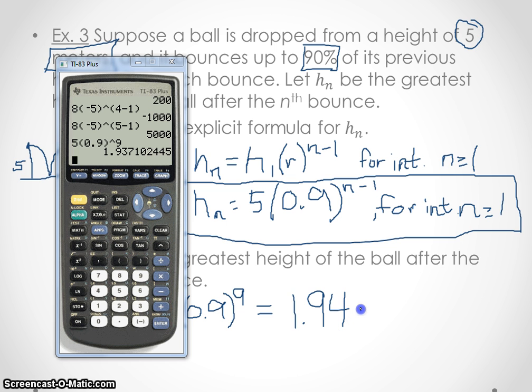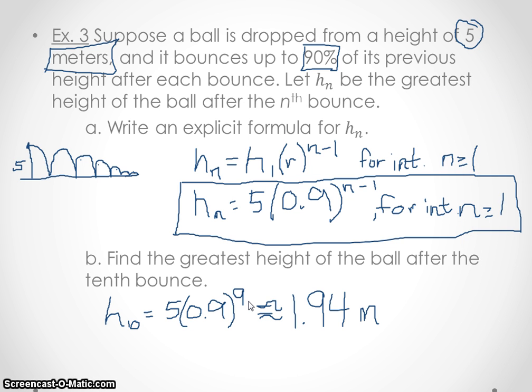1.94 meters, because that's what our unit was. And this should say approximately, so we'll make those squiggly. Approximately 1.94 meters, which makes sense because we started out at only 5 meters, so after 10 bounces it should not be that high. So 1.94 meters is what we have here.